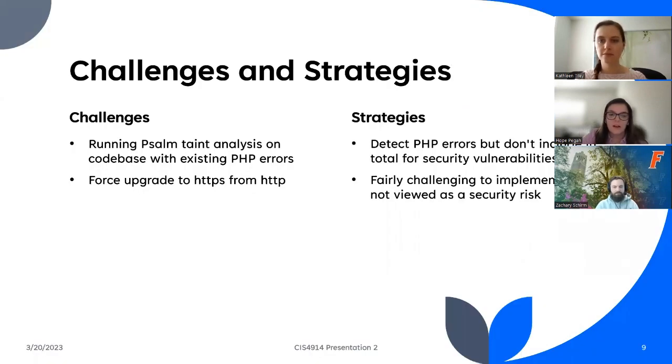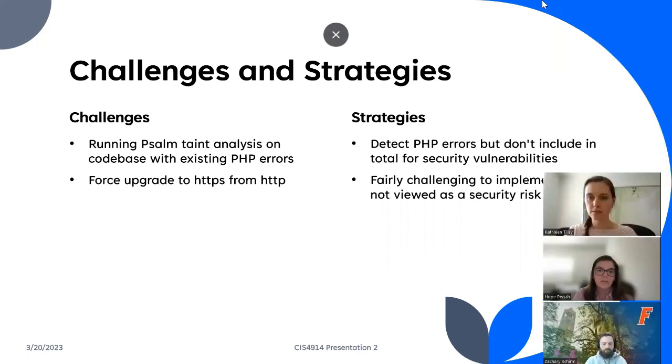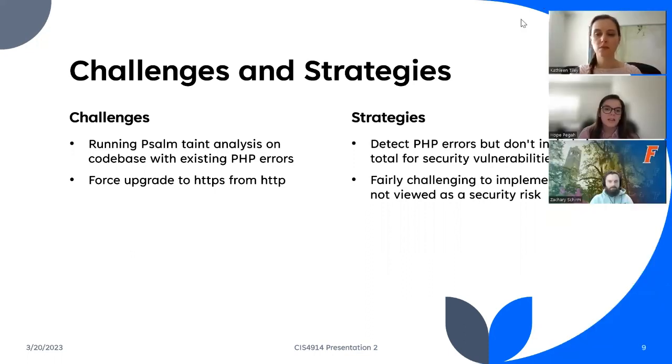So we've run into a couple of challenges with the implementation of this project. The first one is when we run Psalm taint analysis, which will detect different PHP security vulnerabilities. It won't run correctly if the code base has existing PHP errors that aren't considered by Psalm to be security vulnerabilities. So it won't pick up any of those vulnerabilities that we're expecting it to see. Our strategy for this is we're going to continue with Psalm, but we're going to just detect normal PHP errors, but not include them in our total for the security vulnerabilities.